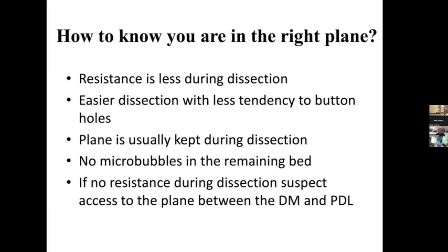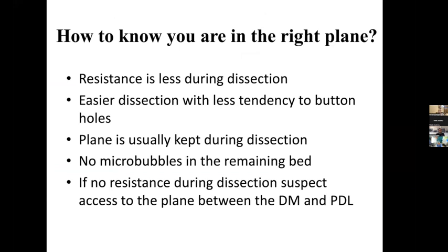So how to know you are in the right plane? First, you will find the resistance is less during this section. So as you go deep in the stroma, you will find less resistance during this section. Less tendency to buttonholing, so the dissection is easier, and you can maintain the plane you are dissecting in. After removing of the stroma, you will find no microbubbles in the remaining plane.